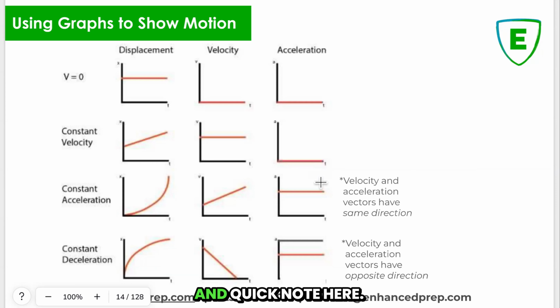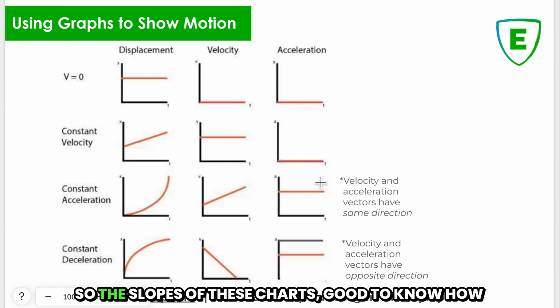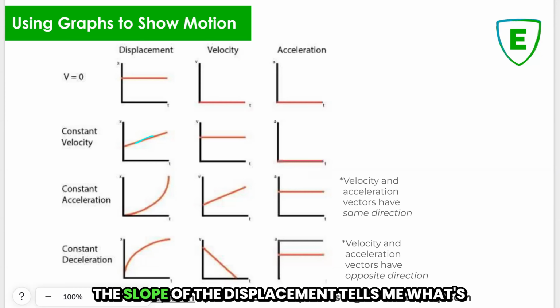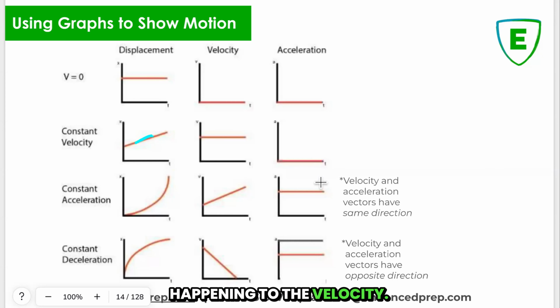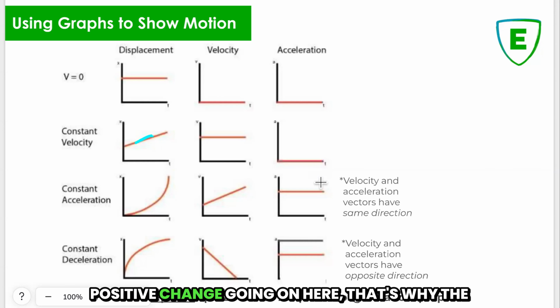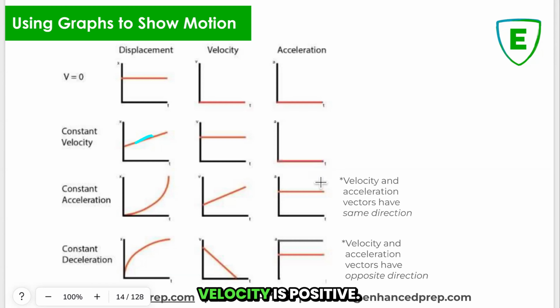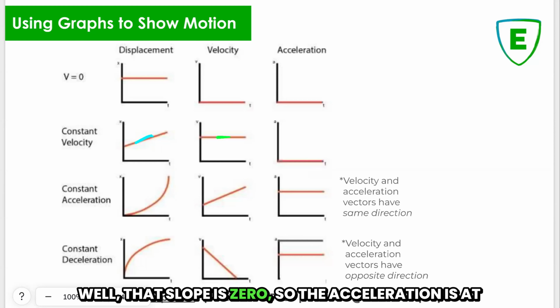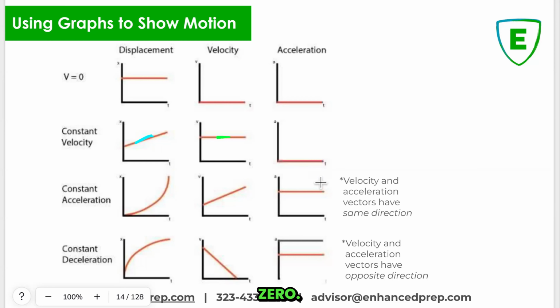Okay? And quick note here. The slopes of these charts, good to know how they're related to different quantities. The slope of the displacement tells me what's happening to the velocity. Okay, positive change going on here, that's why the velocity is positive. Okay. And then if I look at the velocity, the slope of velocity tells me about acceleration. Well, that slope is 0, so the acceleration is at 0.